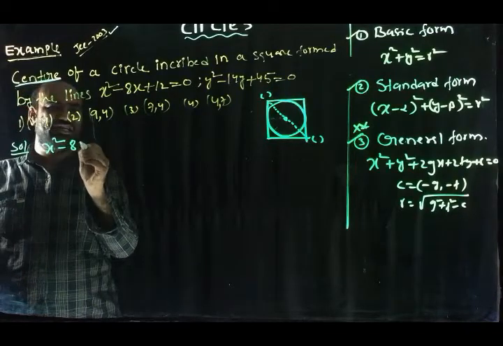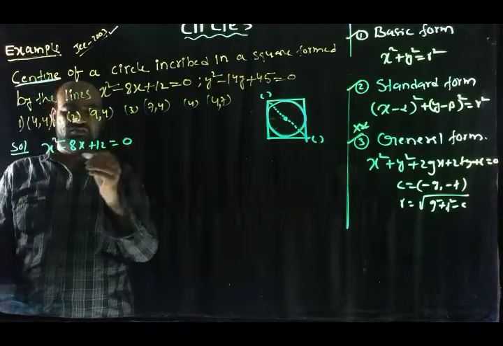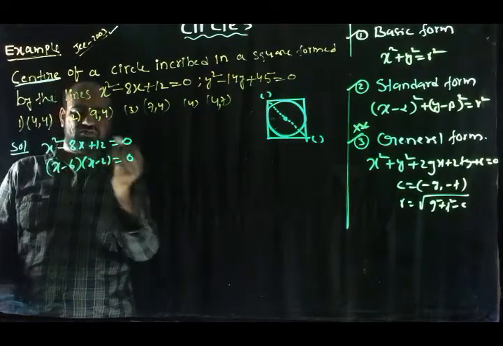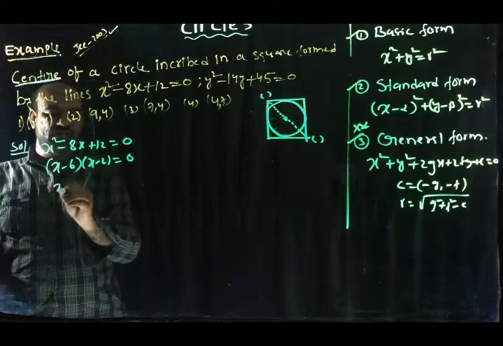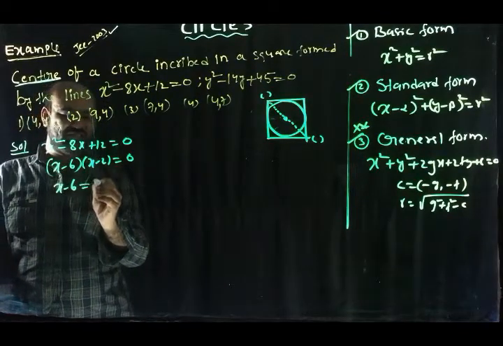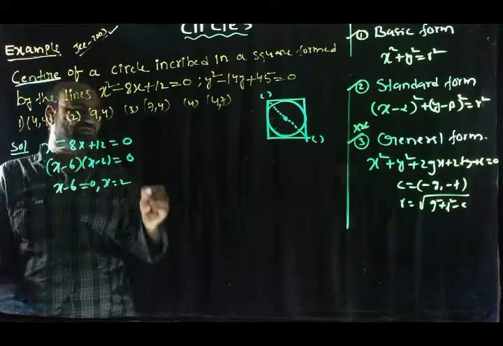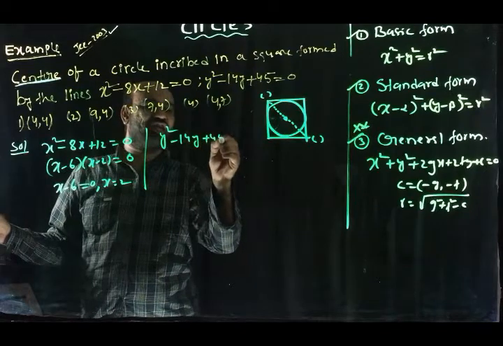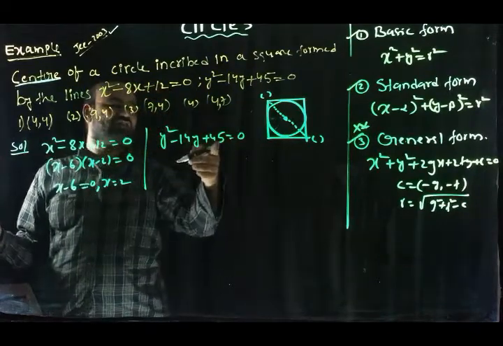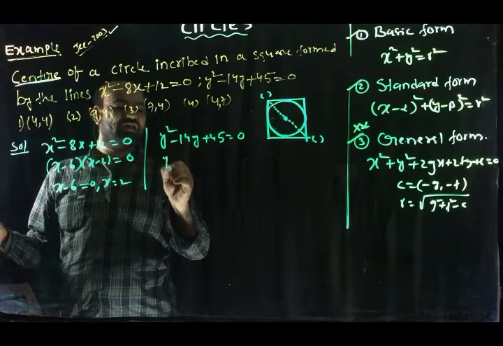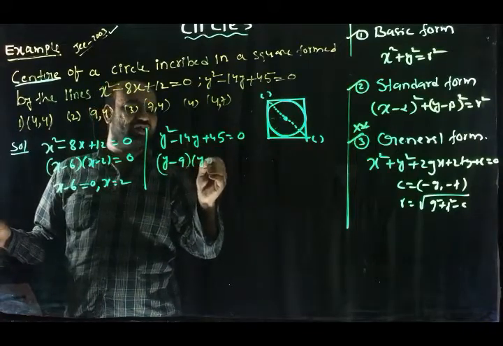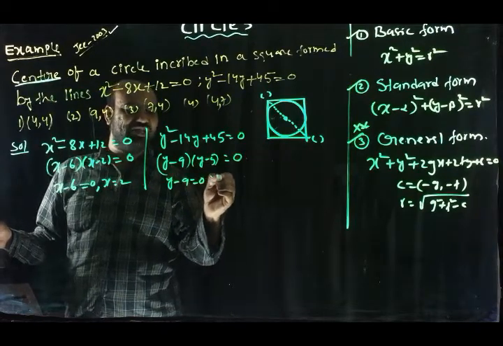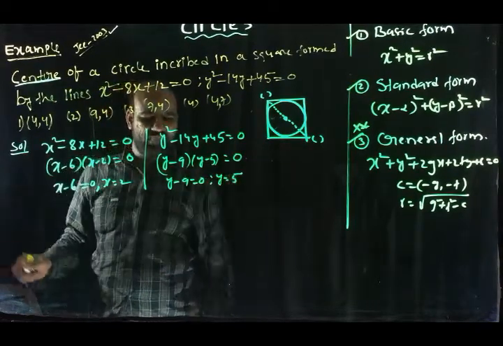x square minus 8x plus 12 equal to 0. (x minus 6)(x minus 2) equal to 0. So one of the lines is x equal to 6, another is x equal to 2. Next one is y square minus 14y plus 45 equal to 0. 9 fives are 45, 9 plus 5 is 14. (y minus 9)(y minus 5) equal to 0. One of the lines is y minus 9 equal to 0, another line is y equal to 5.